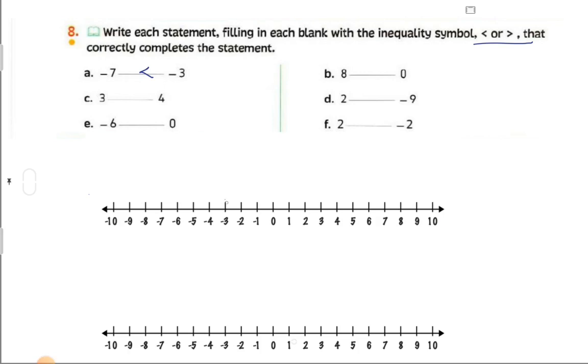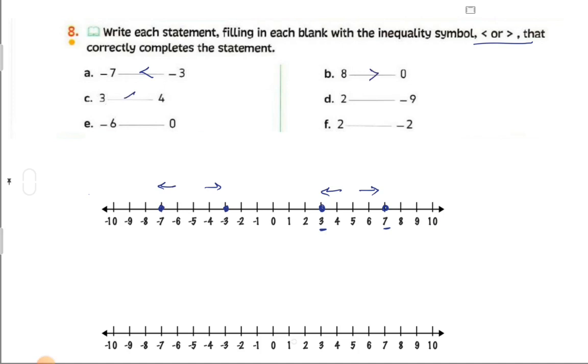Why? Look here, where is negative 3 and where is negative 7? Which one is to the right? Negative 3 is to the right of negative 7, so negative 3 is greater than negative 7. But if you ask about 3 and 7, positive 7 is greater than 3. If it's positive, of course 7 is greater than 3, but with negatives, negative 3 is greater than negative 7.